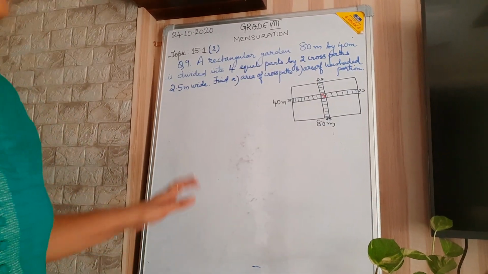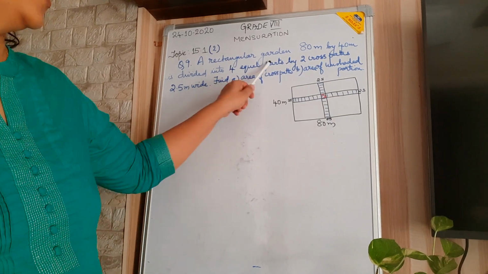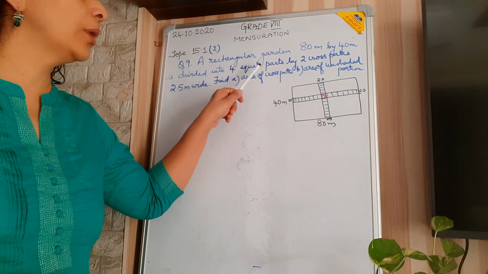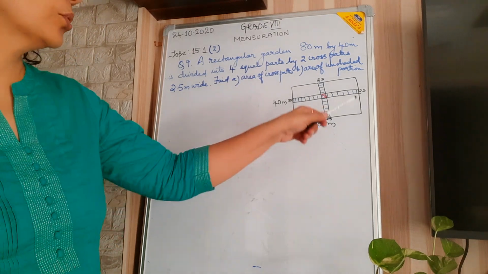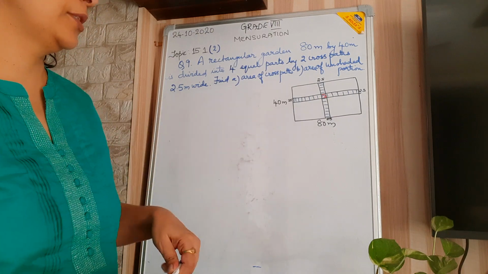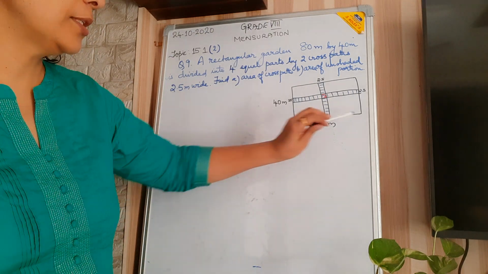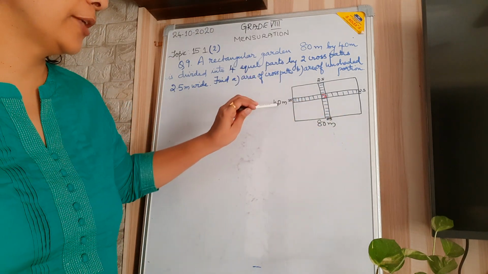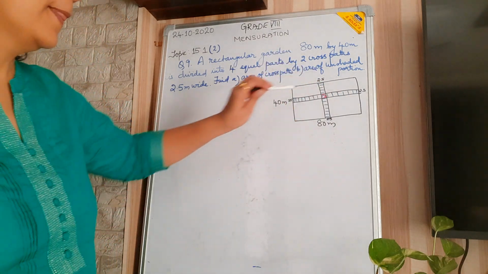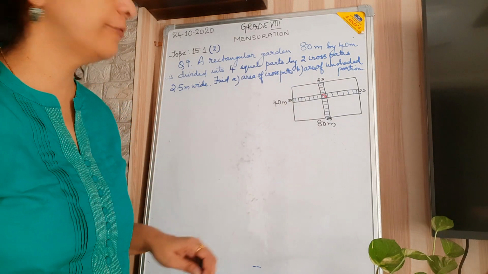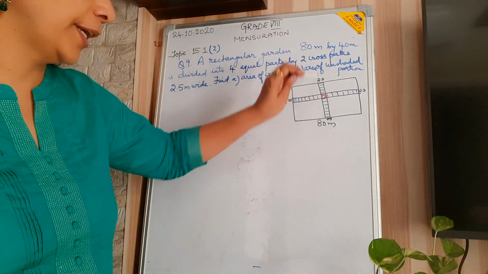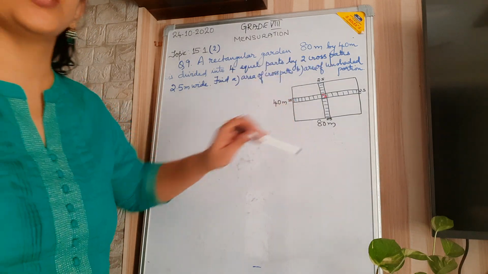The next question given is: a rectangular garden 80 meter by 40 meter is divided into 4 equal parts by 2 crossroads of width 2.5 meter. Here this is 80 meter and this is 40 meter, and 2 roads are passing through, and those are the crossroads, of width 2.5 meter. Now find the area of the cross path, that is the shaded part, and the area of the unshaded portion.